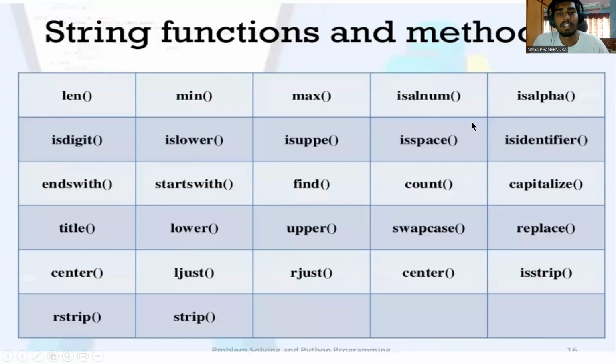So, string functions and methods: we have many methods. Length of a string, minimum of a string, max of a string, isalnum, isalpha, isdigit, islower, isupper, isspace, isidentifier. Capitalize, count, find, startswith, endswith, and title. Lower, upper, swapcase, replace, center, strip, and so on. Then rjust, ljust, rstrip, lstrip, and strip.